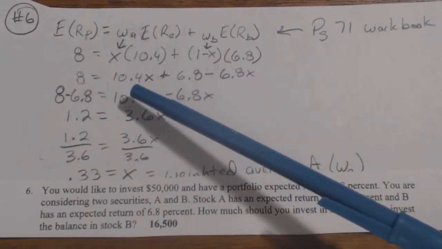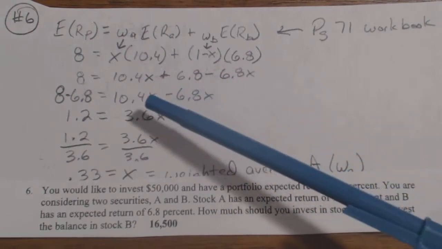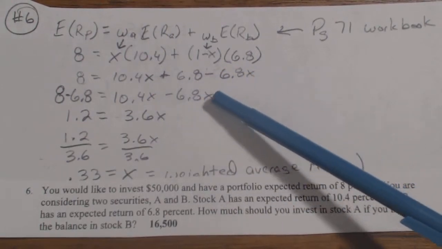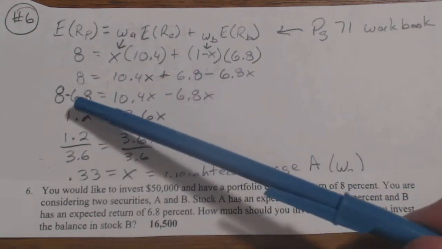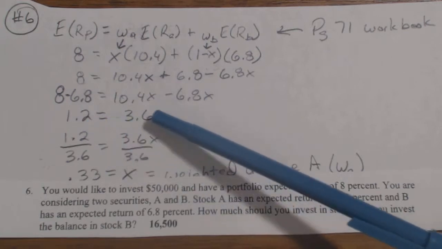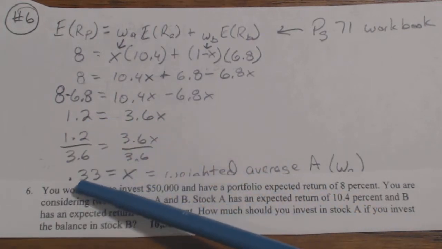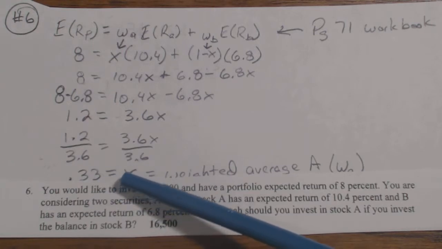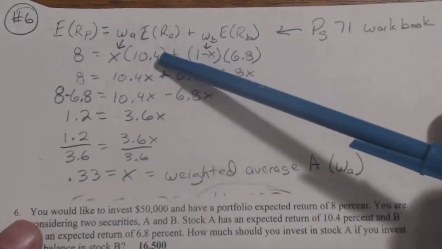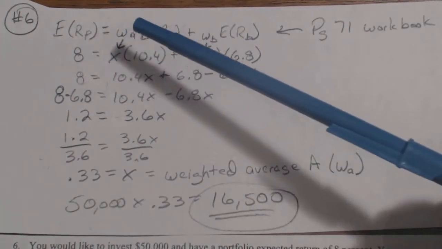You add these together, all these together, you get 10.4. I put this 6.8 on this side, and I kept the X's on this side. So this comes out to 1.2 equals 3.6X. You divide them both by 3.6, and 0.33 is X. Now remember what you have as X. X is the weight of stock A. Okay?